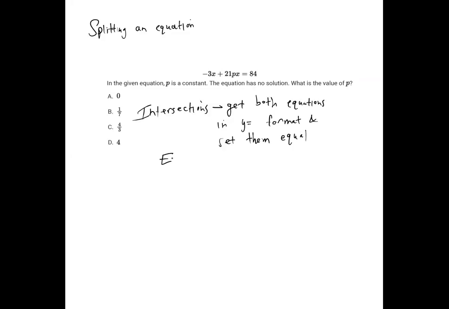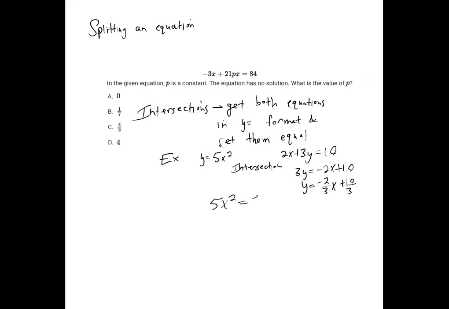So as an example, let's say we had y equals 5x squared and 2x plus 3y equals 10. And if I'm asked for the intersection, then I'm going to say, okay, well, I need to get this into y equals. So 3y is negative 2x plus 10, divided by 3. y is negative 2 over 3x plus 10 over 3. And then the next thing you do is you set them equal. So 5x squared equals negative 2 over 3x plus 10 over 3. And from there, it's just a matter of solving for x. So that's how intersections work.